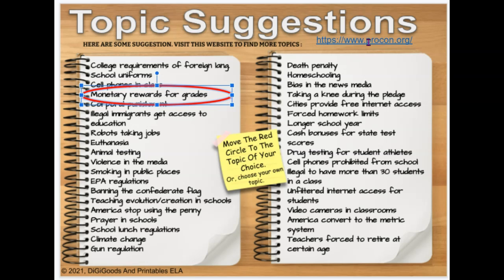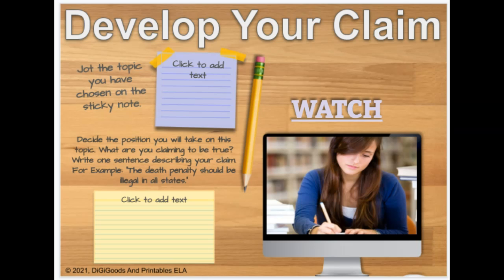Pause this video and choose a topic that you find interesting. Now that you've selected your topic, you will need to develop a claim about that topic. Scroll down to approximately slide 27 and click on the first sticky note and type in your topic. Then pause this video to watch this other great video about claims. Side note, in this video, she sometimes calls a claim an assertion. They mean the same thing.